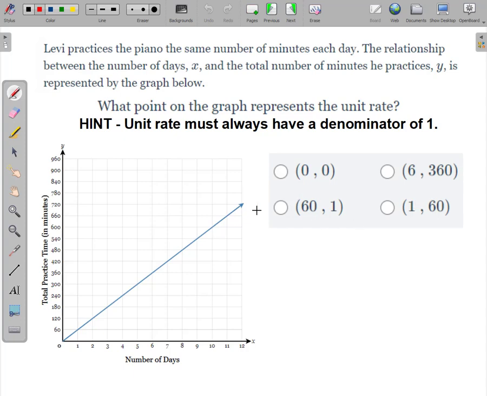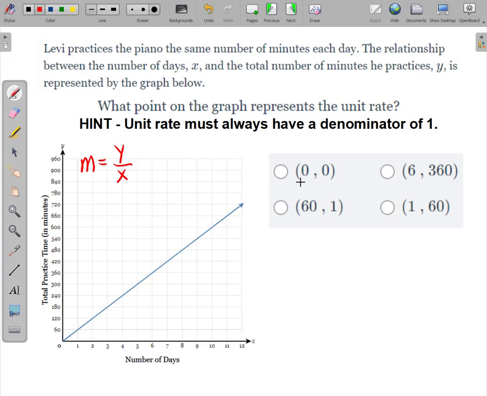So here's all our options over here. Before I even look at my options, I just want to remind you that last week when we dealt with slope, it was rise, or the y value, over our run, which is the x value. And we've used y over x for all our unit rate problems. Similarly, the unit rate must always have a denominator of 1.